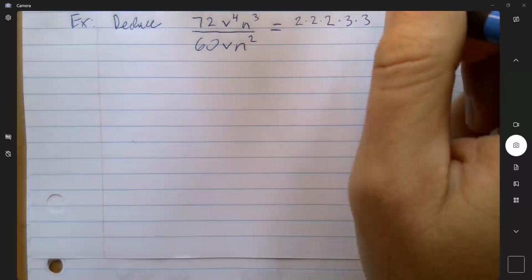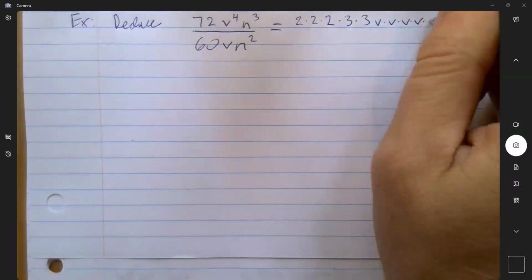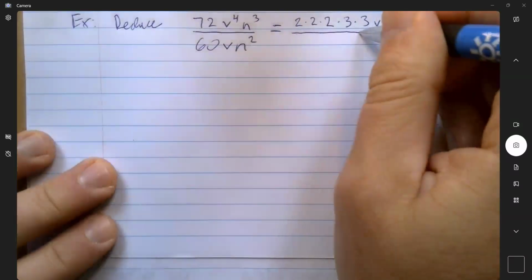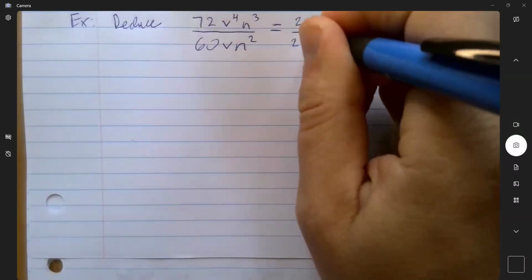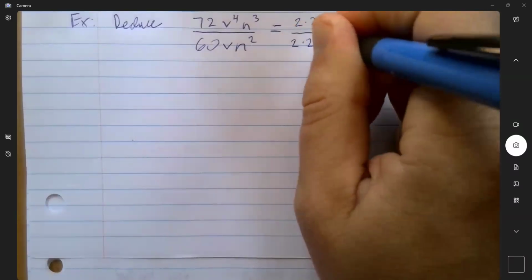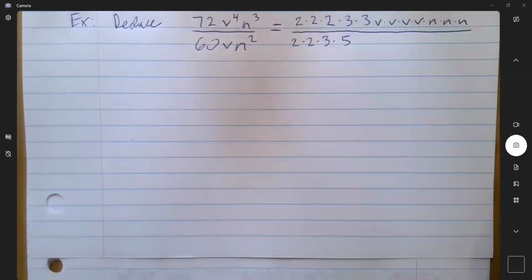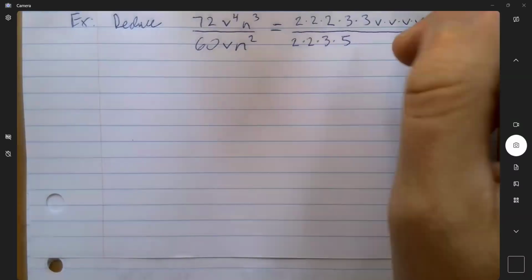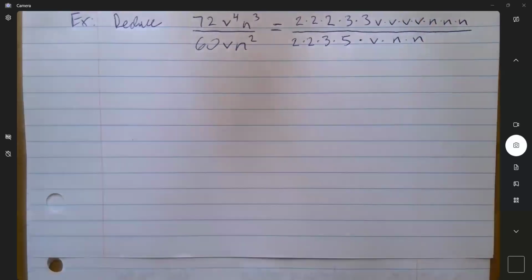And 60, well, let's do the top. And then I have 4 v's and 3 n's. And 60 is 6 times 10, which is 2 times 2 times 3 times 5. 6 times 10 or 4 times 15. I rearranged my primes to get the smaller ones first. And then there's a single v and 2 n's.